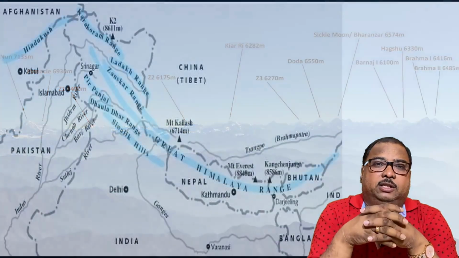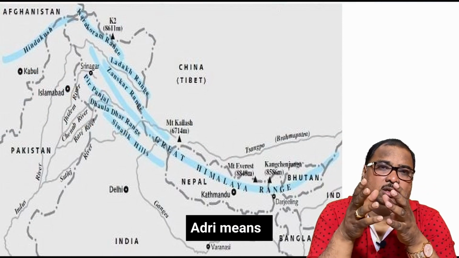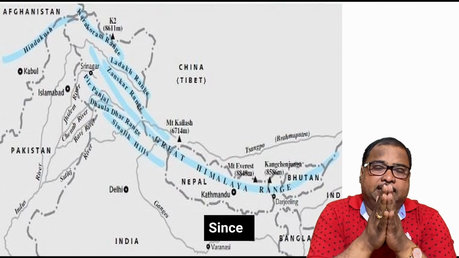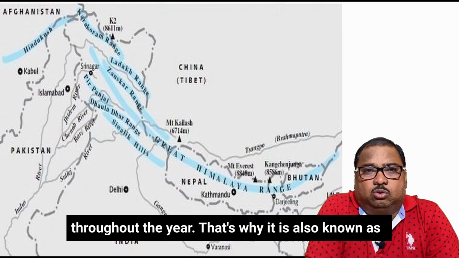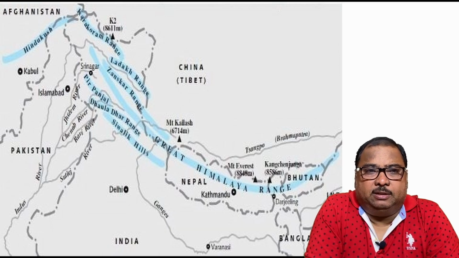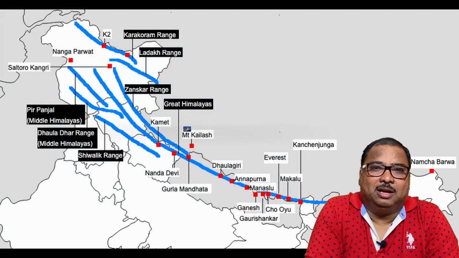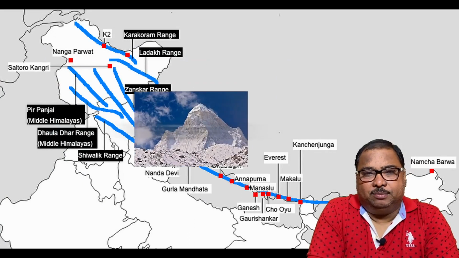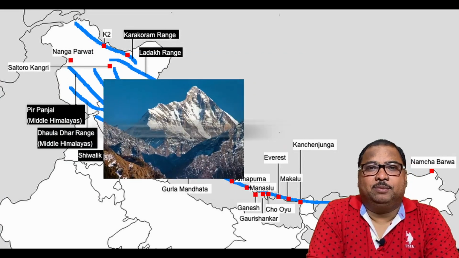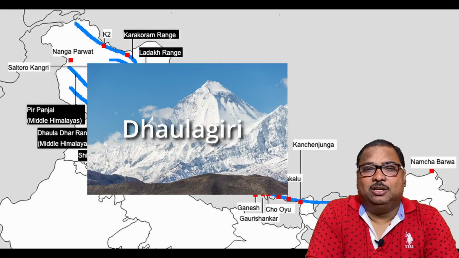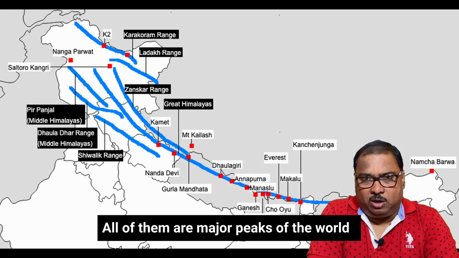This range is also known as Himadri. Him and Adri, Him means snow, Adri means mountain in Sanskrit. Since the major of peaks in Greater Himalayas have snow line throughout the year, that's why it is also known as Himadri. The major peaks of Himadri are Mount Everest, Kanchenjunga, Kamet, Makalu, Annapurna, Nanga Parbat, Nanda Devi, Namcha Barwa, Dholagiri, Gauri Shankar, etc. All of them are major peaks of the world.